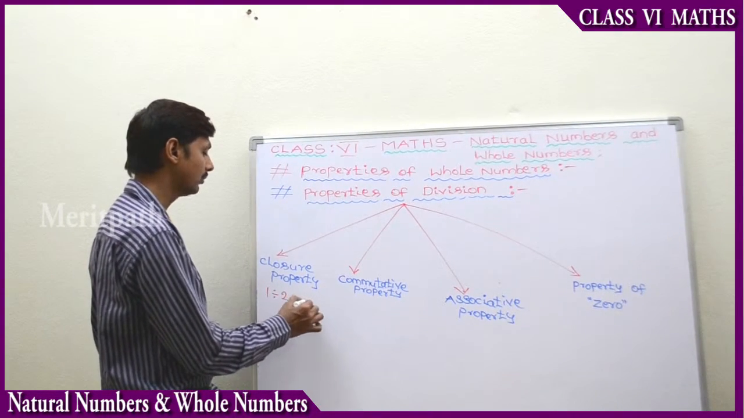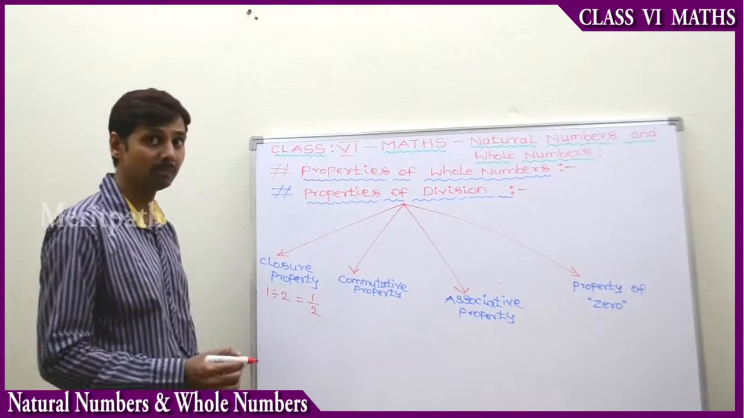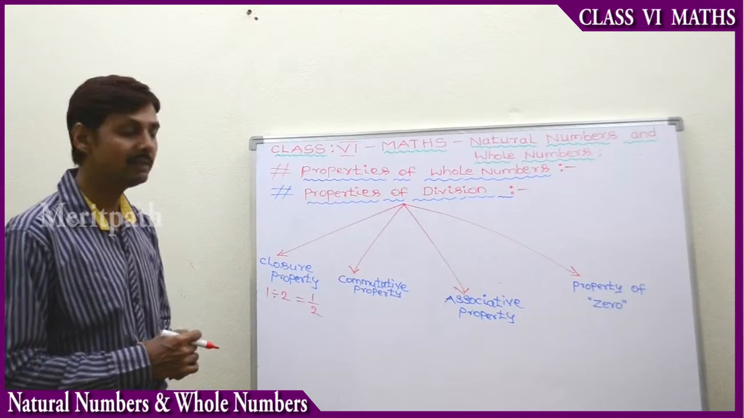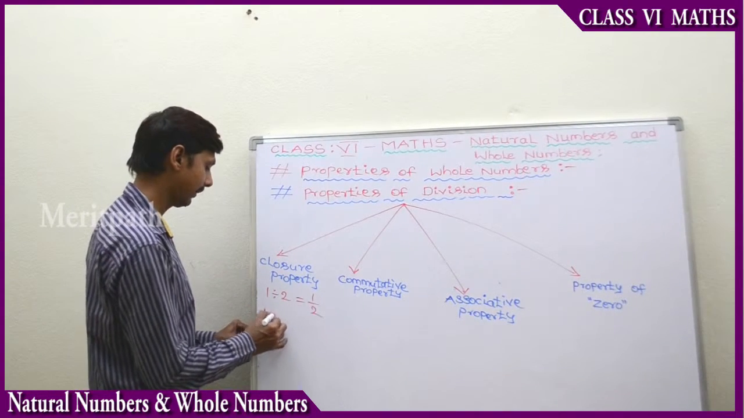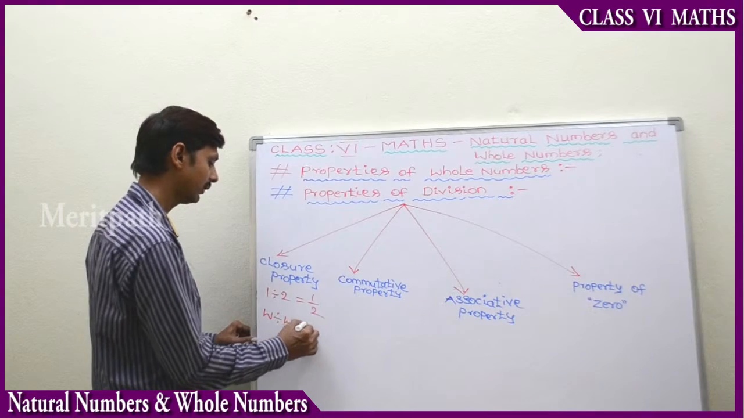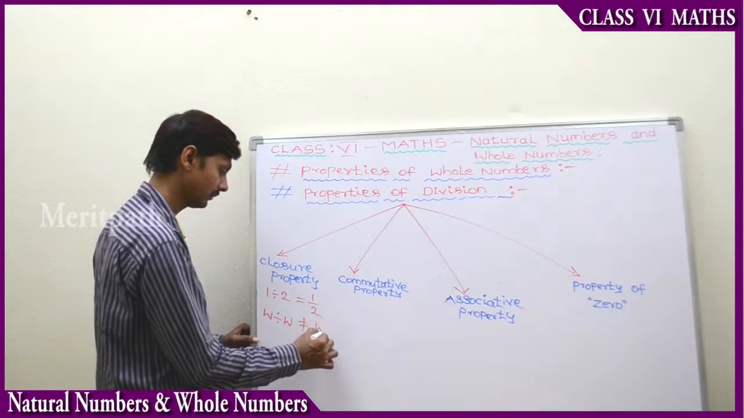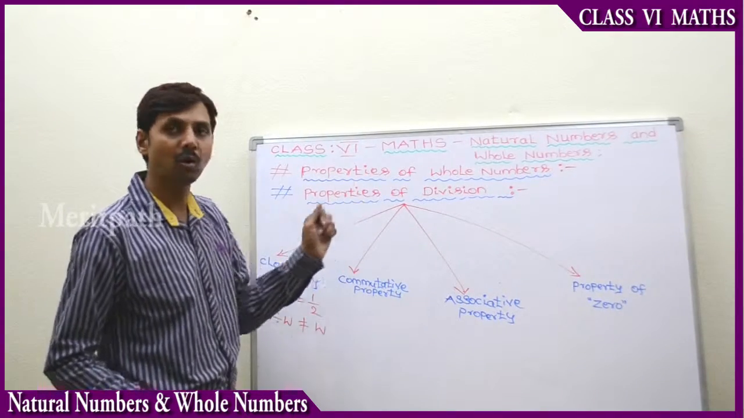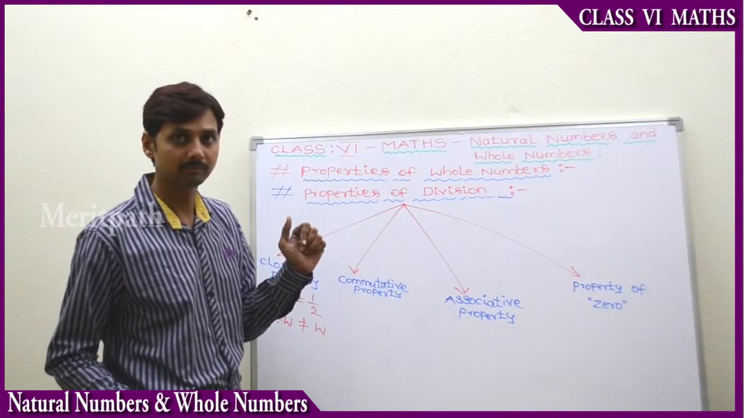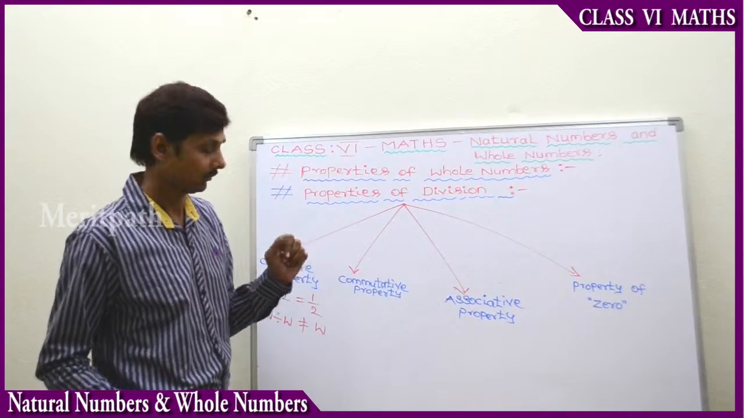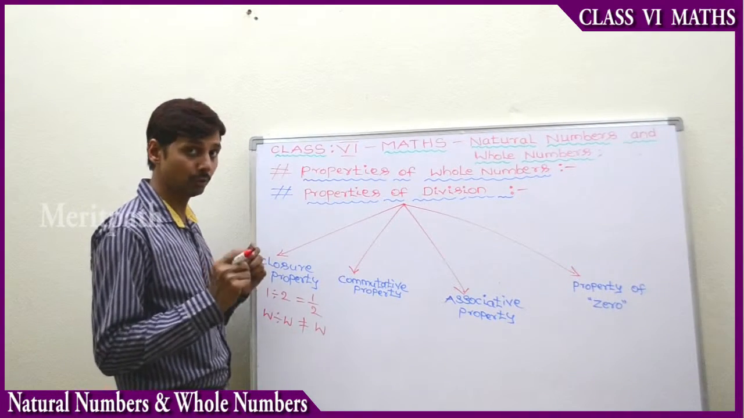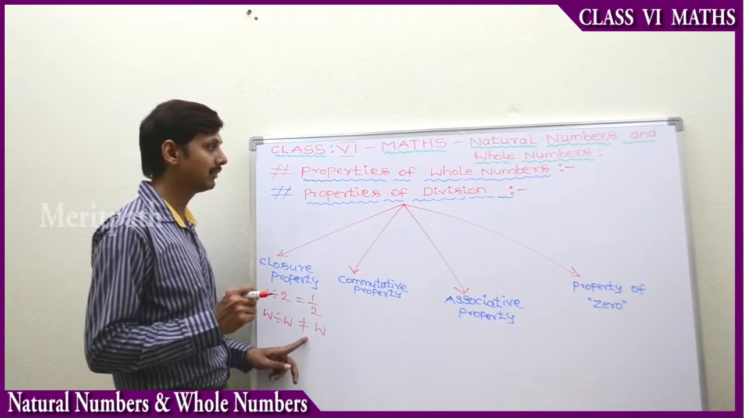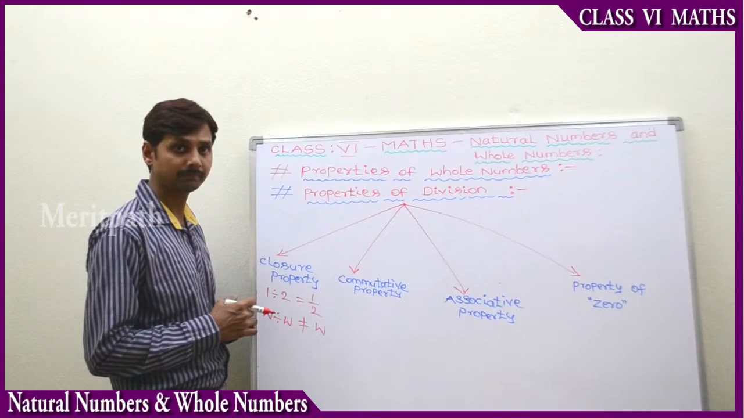1 divided by 2 is not a whole number. So what we understood is that when we divide two whole numbers, we are not getting a whole number. Closure property of division on whole numbers is not applicable. When we divide two whole numbers, we are not getting a whole number, so closure property of division is not possible on whole numbers.